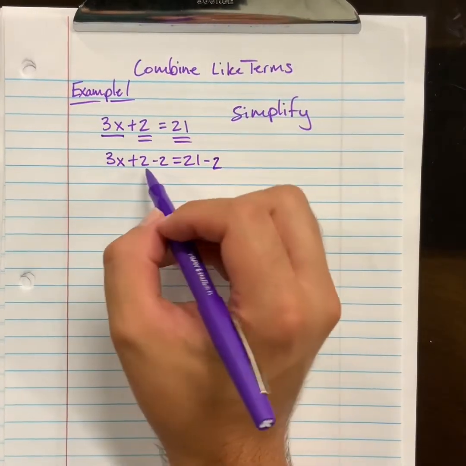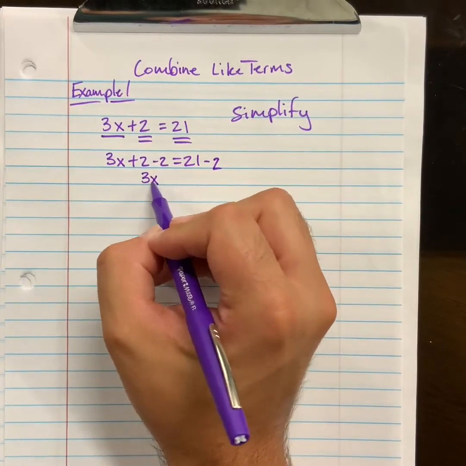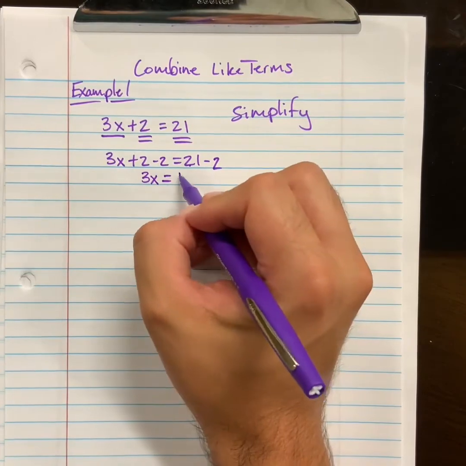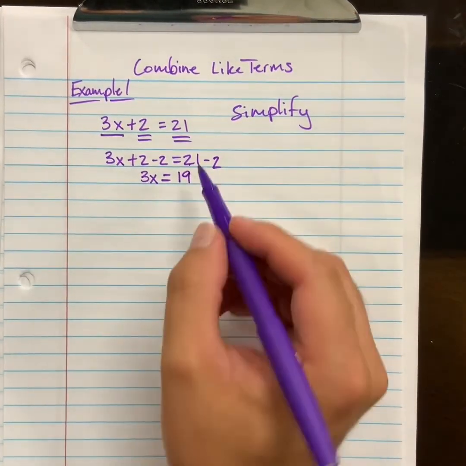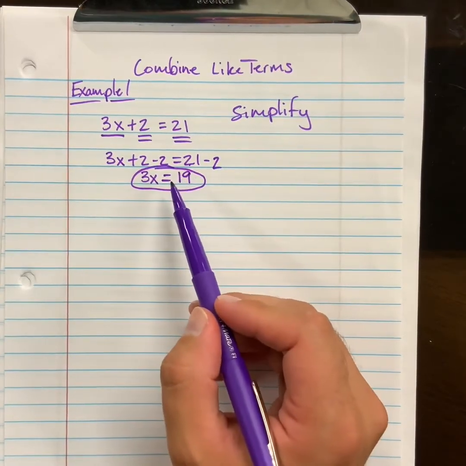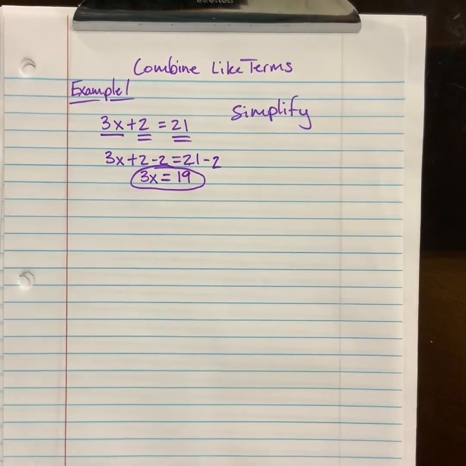We would go ahead and work this out. 2 minus 2 is 0, so we would have 3x is equal to 21 minus 2 would be 19. And we would be done right here. This is our simplified equation. We cannot do anything else to make this easier to solve.